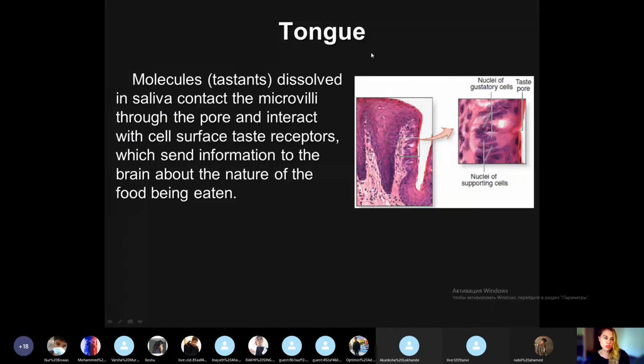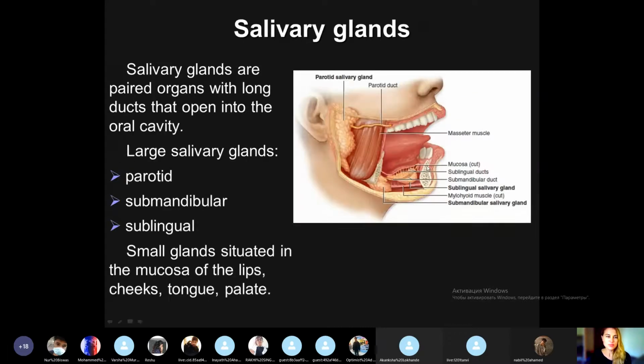So one more time, this process is important for checking the quality of the food that we eat, and thus provides a protective role. Yes, so the taste sensation is an important function, and one more time, it is provided with the help of gustatory cells in the taste bud. We move on, and the next component that we are going to discuss is the salivary glands.